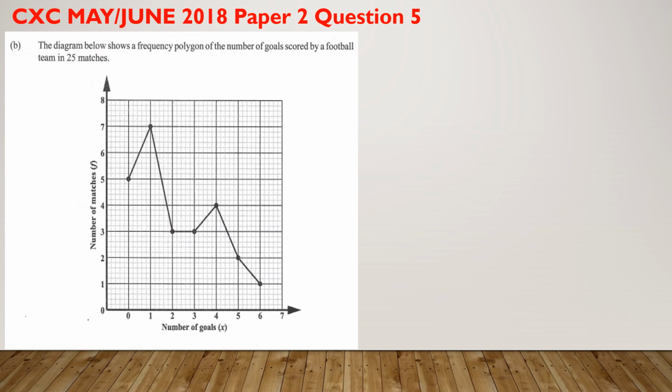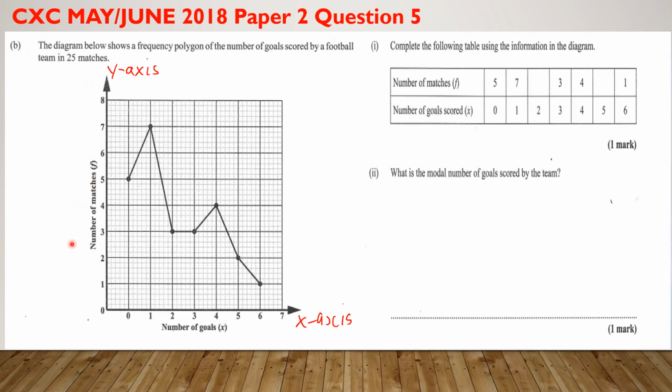Here we have the B part of the question. The diagram below shows a frequency polygon of the number of goals scored by a football team in 25 matches. And here we have our y-axis. So we're going to write that here, y-axis. And here is our x-axis. So the x-axis is the number of goals, and the y-axis is the number of matches. So in part 1, complete the following table using the information in the diagram.